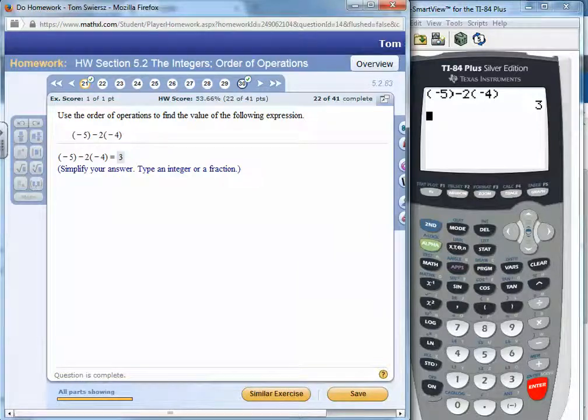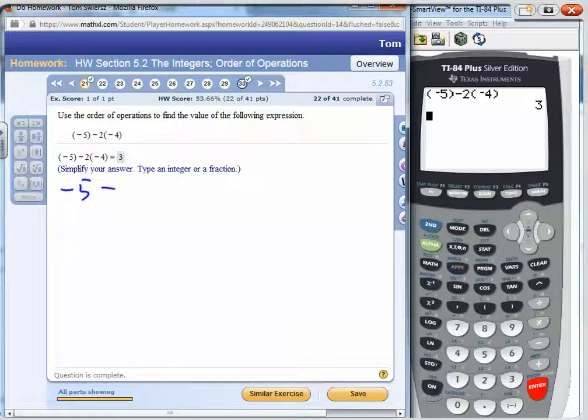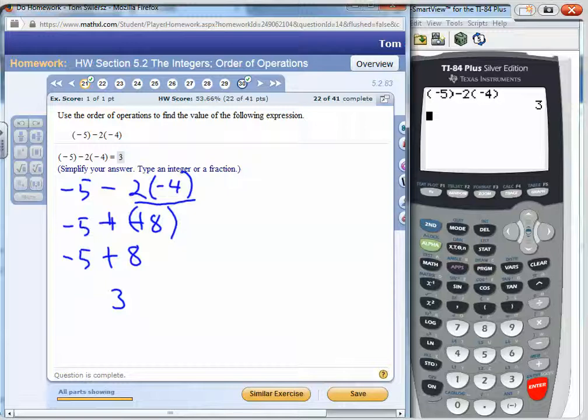The answer is indeed 3. Again, if you did this with paper and pencil, you would have -5 minus 2 times -4. You would do the multiplication first. 2 times -4 is -8. And then you have -5 minus a -8 is plus a positive, right? Minus a negative changes to adding a positive. So -5 plus 8, subtract the 2, 8 minus 5 is 3. You take the sign of the larger number, which is the positive. So our correct answer is 3. Same answer we got using the calculator.